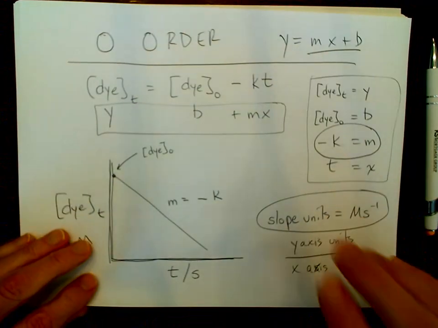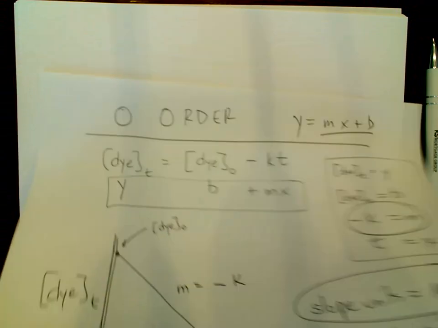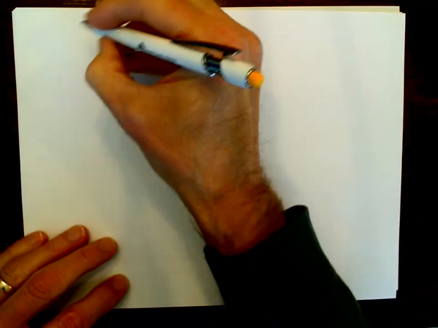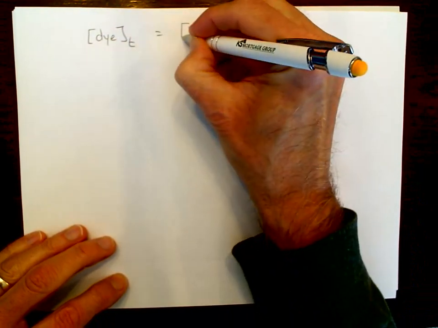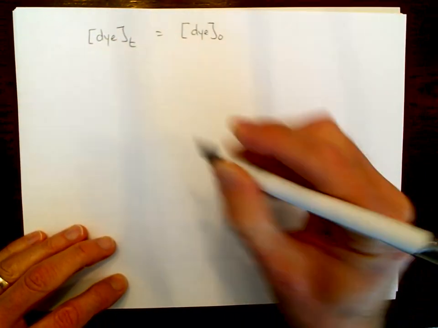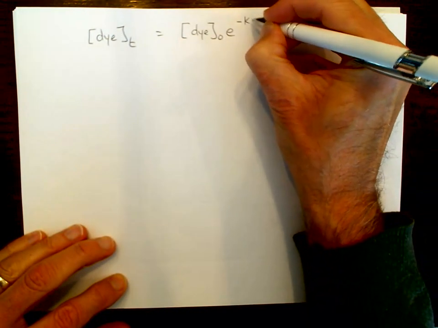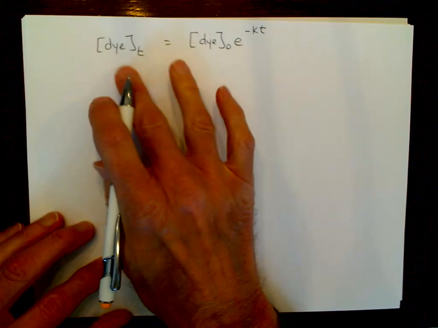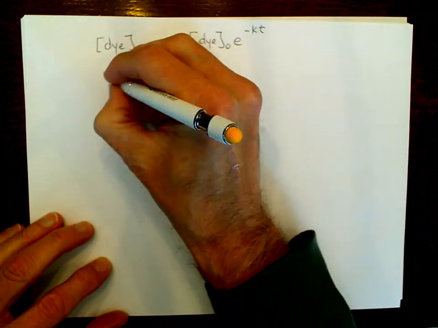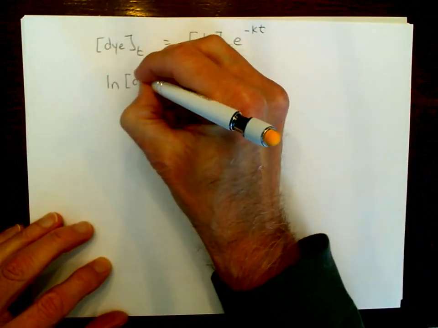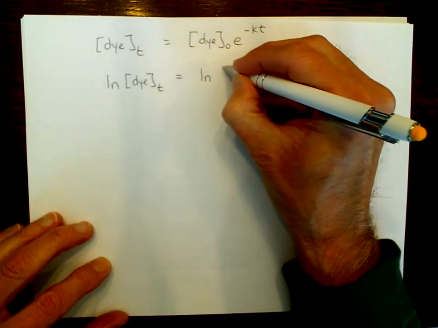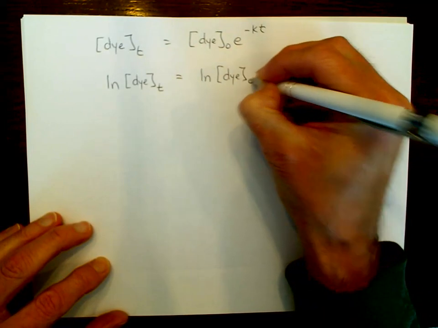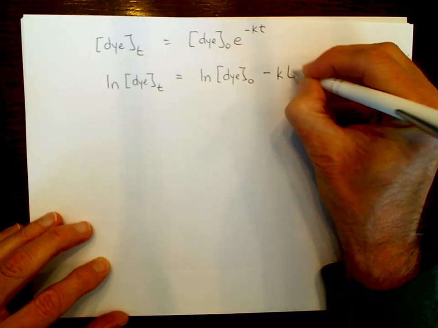Okay, let's do the linearization for a first order process. So you might remember that the first order equation was the concentration of the dye at some time t is the concentration of the dye initially times e to the negative kt. Well, if this equation is linearized, it's going to look like this. The natural log of the concentration of the dye at some time t is going to be equal to the natural log of the initial concentration of the dye minus kt.